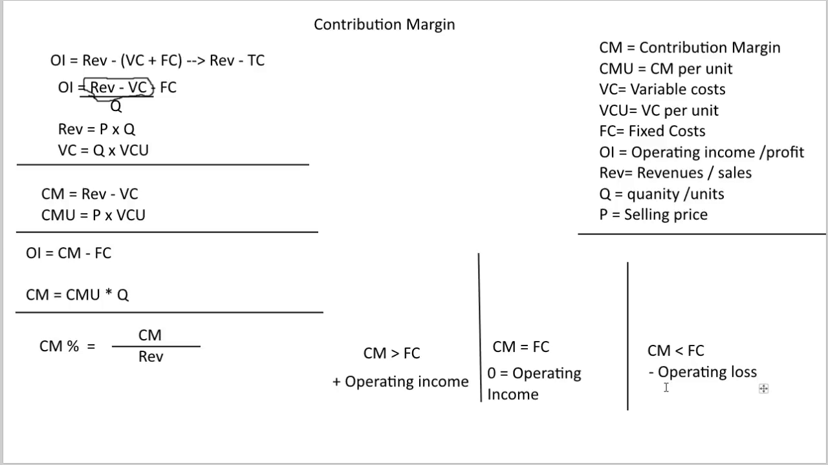So just let me clear that up. When your contribution margin is greater than your fixed costs, you have income, you have a surplus. When they're equal, you have zero operating income. And when it's less than, you have an operating loss. So, in conclusion, your contribution margin needs to be higher than the fixed costs in order to make money, profit. If they're equal, then the operating income is zero. If it's less, it's a loss.